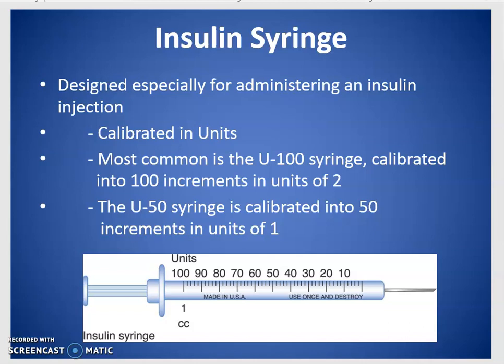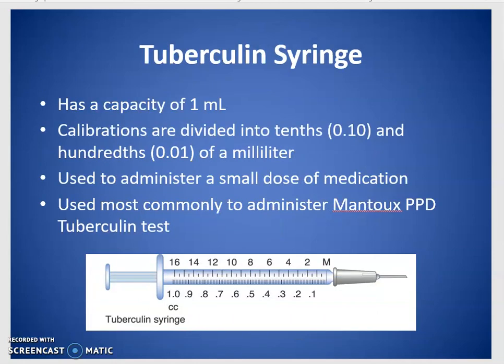The U100 syringe is calibrated into 100 increments in units of 2, and these are the most common things you'll see for insulin administration. We also have a U50. The U100s are probably the most common that I've seen in my personal experience. There are now many creative devices that pharmaceutical companies have come up with in order to administer insulin. So in many cases, patients don't even use insulin syringes anymore. But you still want to know what they are, and you still should be familiar with their use.